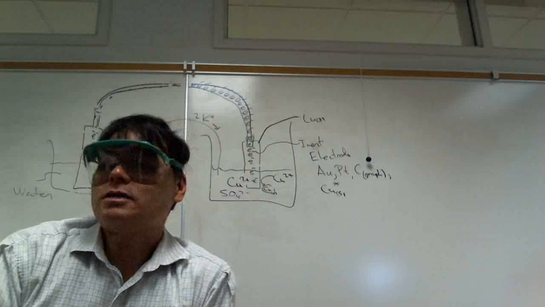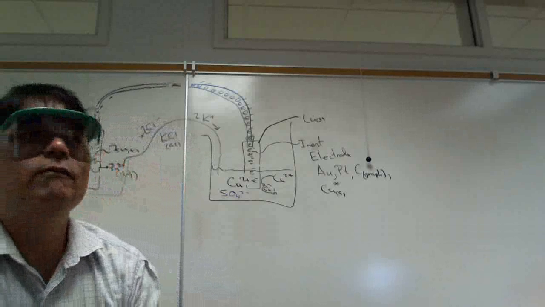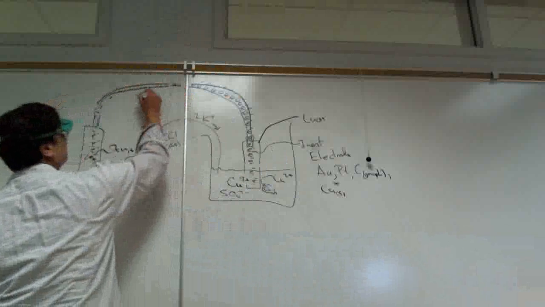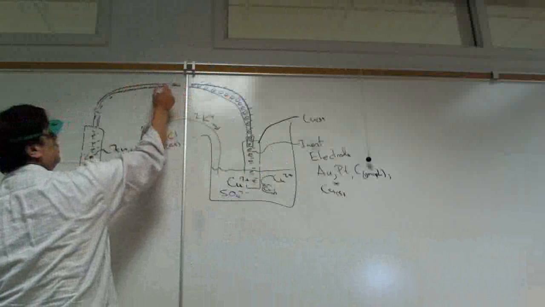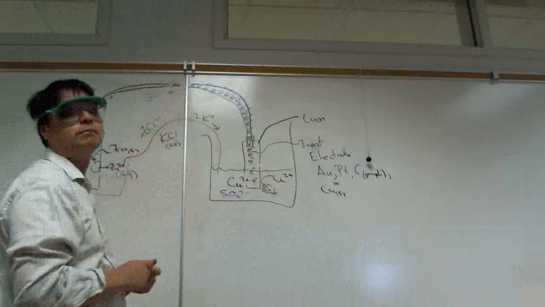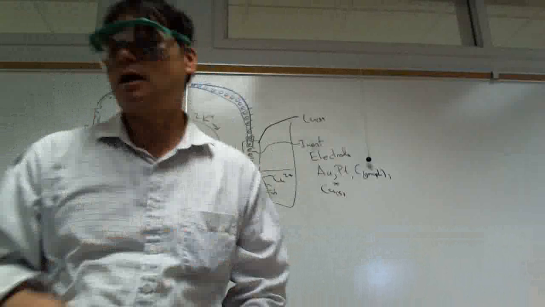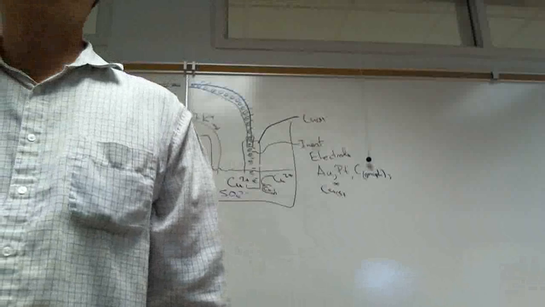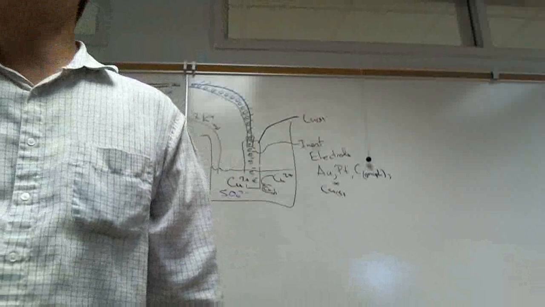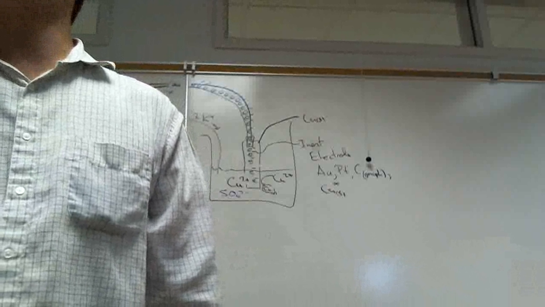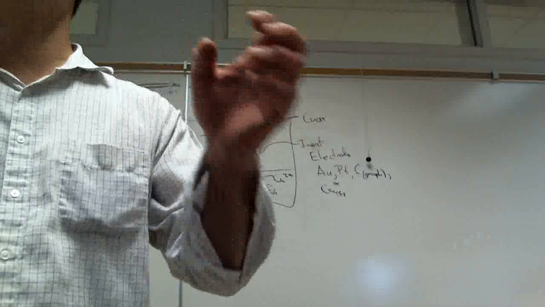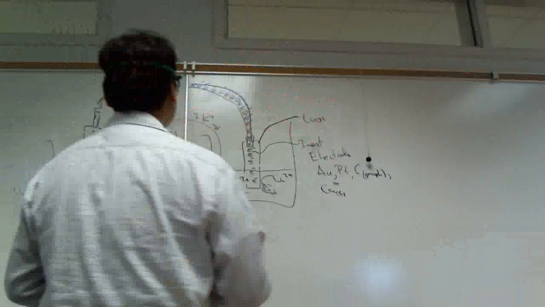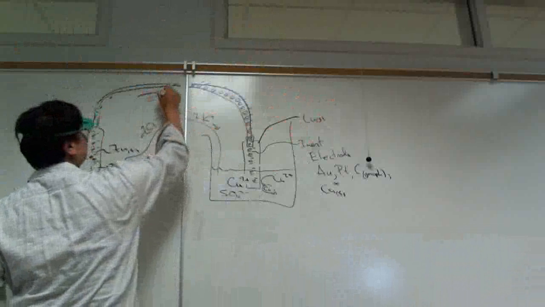All right, now with the salt bridge, this is what we have. We're going to have electrons flowing from the zinc to the copper. Correct? Normally we want the electron flow to be left to right, and so position the zinc on the left and the copper on the right. And so now we have the electrons flowing left to right here.